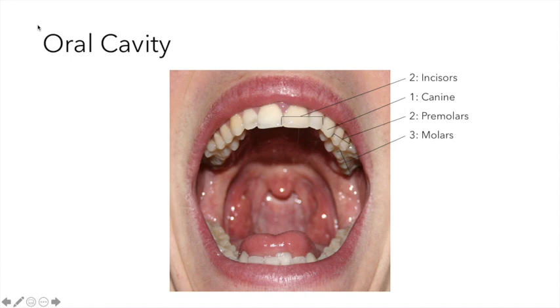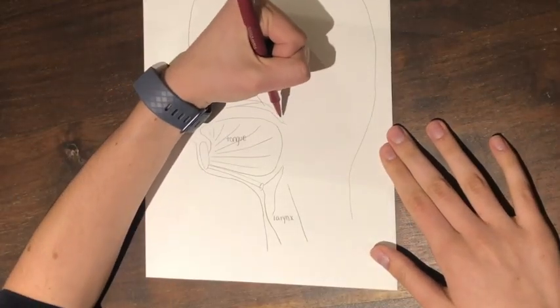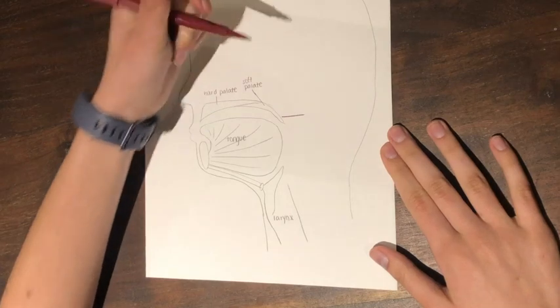So you can see the two incisor teeth, the one canine, the two premolars, and three molars on their upper left mouth. And then you can see these arches and the uvula of the soft palate. So the anterior one is the palatoglossal arch, which then leads to the uvula, and then the posterior arch is the palatopharyngeal arch. Now we're looking at a view of the pharynx, and this is a sagittal cross-section.